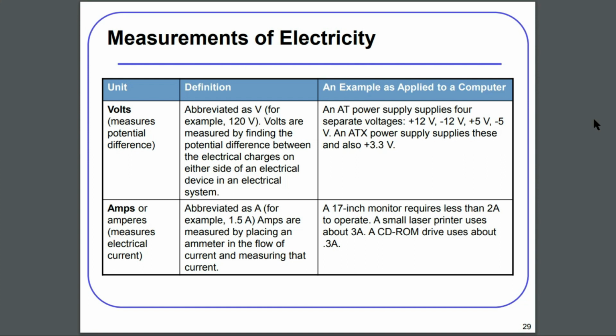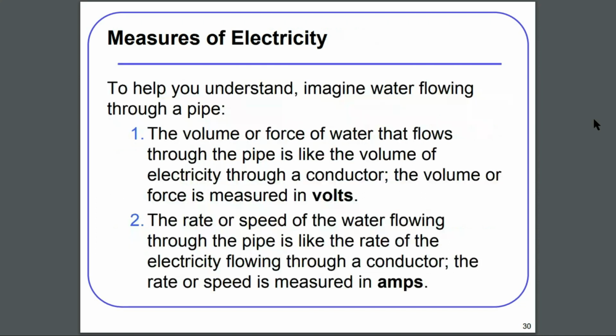and also plus 3.3 volt. Ampere is abbreviated as A. For example, 1.5 amperes are measured by placing an ammeter in the flow of current and measuring that current. A 17-inch monitor requires less than 2 amperes to operate. A small laser printer uses about 3 amperes. A CD-ROM drive uses about 3 amperes. So let's move to the next slide.